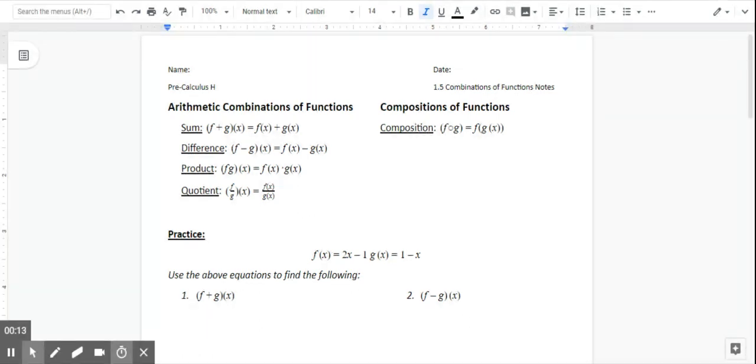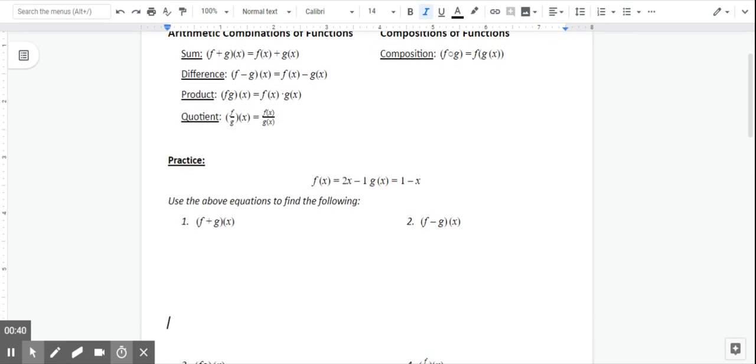So to find the sum of f plus g of x, it's the same thing as adding the f function plus the g function. If we're doing the difference, we're subtracting the two. If we're finding the product, we're multiplying. And if we're finding the quotient, we're dividing. So anytime you see this, it means this. Add the two functions together. So it's just getting used to this notation of what it looks like. What is this asking me to do?